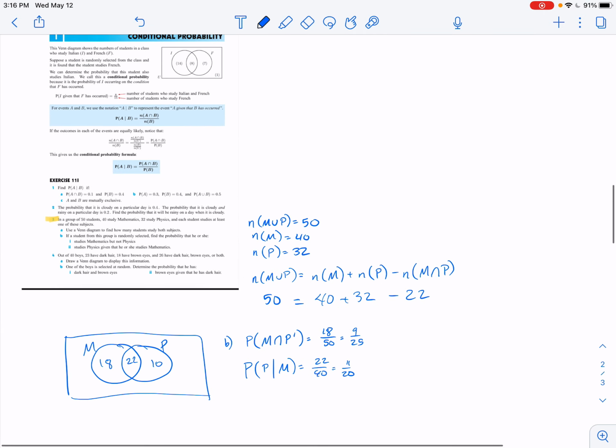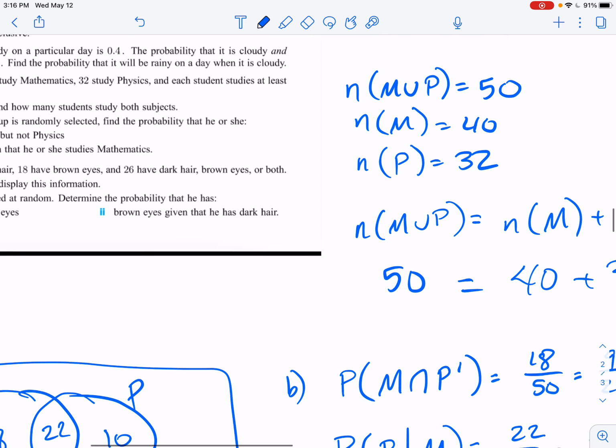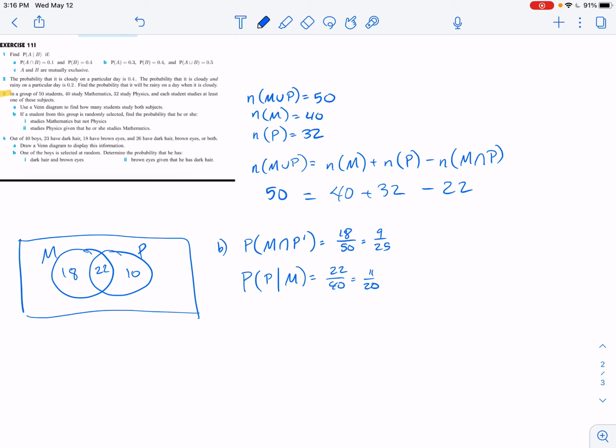There was another one that somebody asked about and I thought about. In a group of 50 students, 40 study mathematics, 32 study physics, and each student studies at least one of these subjects. Okay, so I went through and used N instead of P because we don't have probabilities yet. That's the number of elements in math union physics, or the number of elements in math, plus the number of elements in physics, minus the number of elements in math and physics, that intersection. So I plugged in the things I knew, and I figured out that there had to be 22 here.